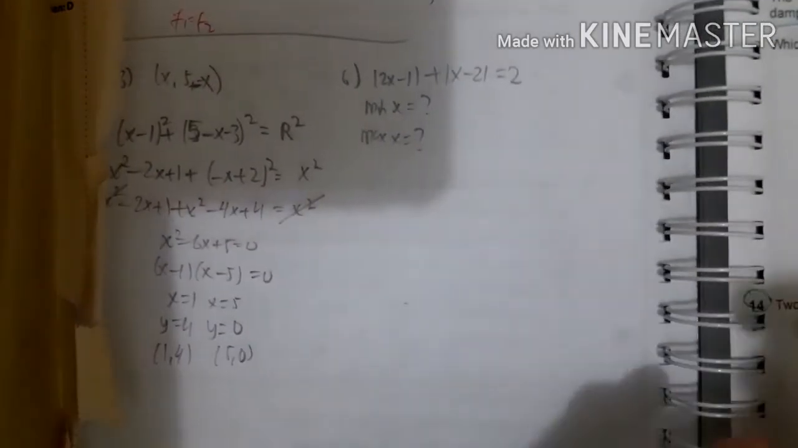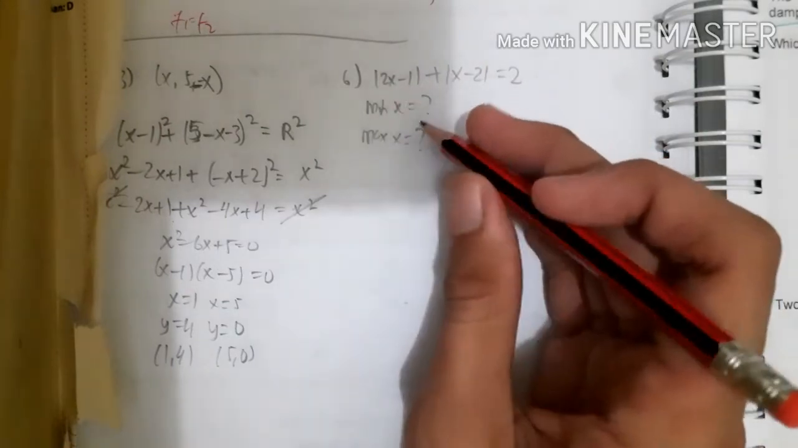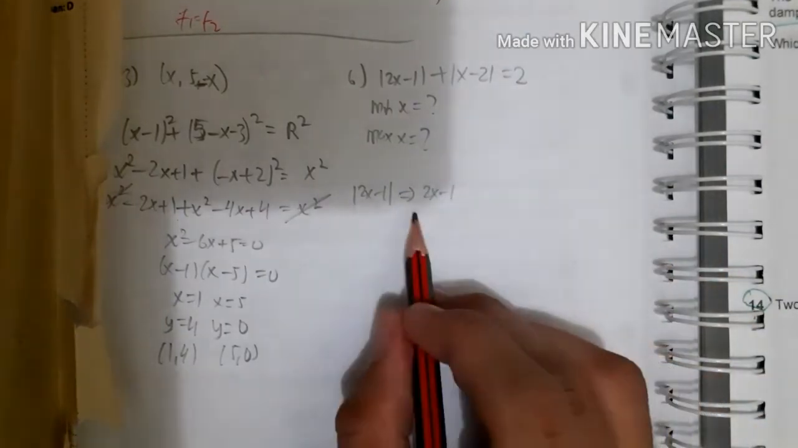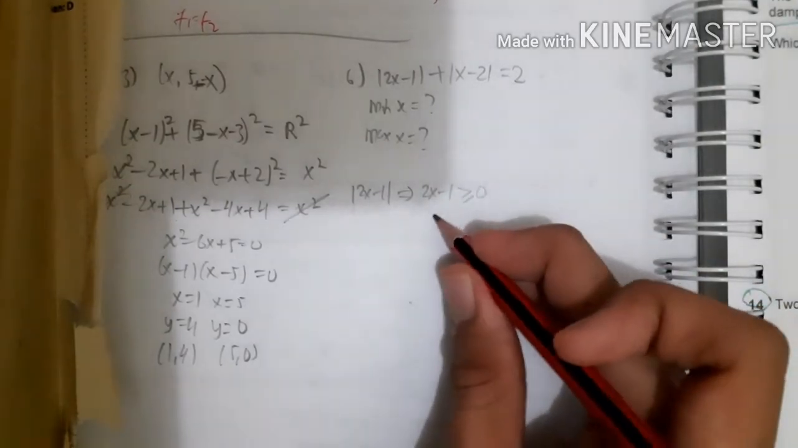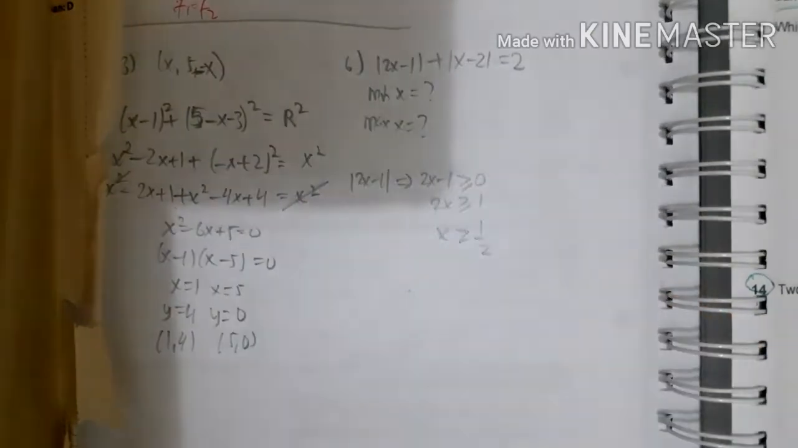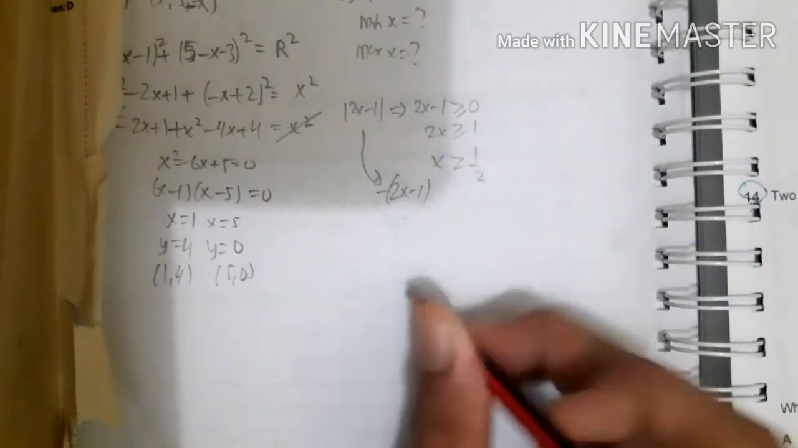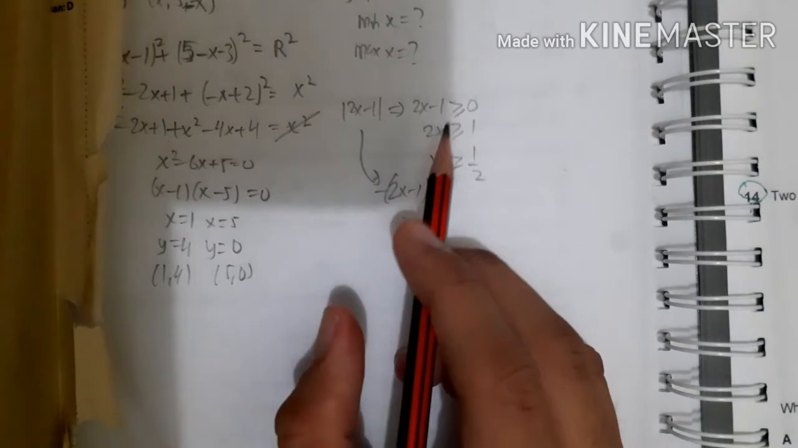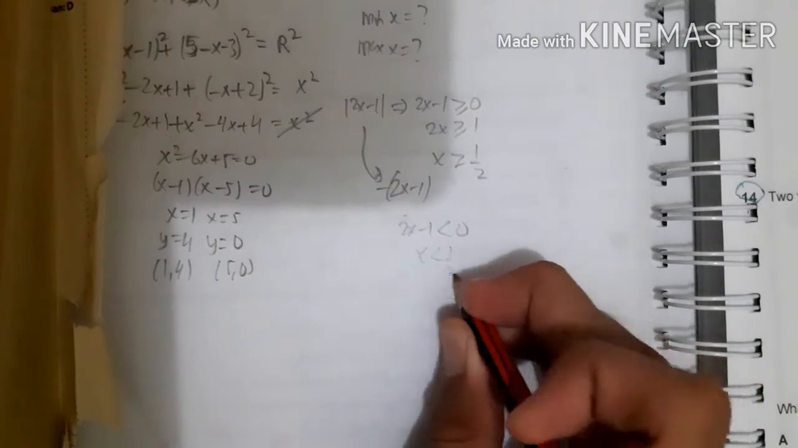And for here, we just have to understand that an absolute function could be positive or negative being positive, right? So 2x minus 1 here could be 2x minus 1, and for it to be positive, it has to be greater or equal to 0. So 2x is greater or equal to 1, so x is greater or equal to half. And then this absolute function could also mean the negative value of 2x minus 1. With the absolute sign, it will be positive. So 2x minus 1 has to be less than 0, so x is less than half.